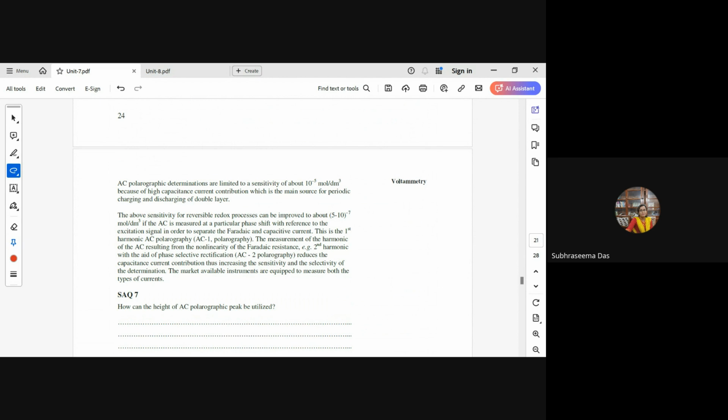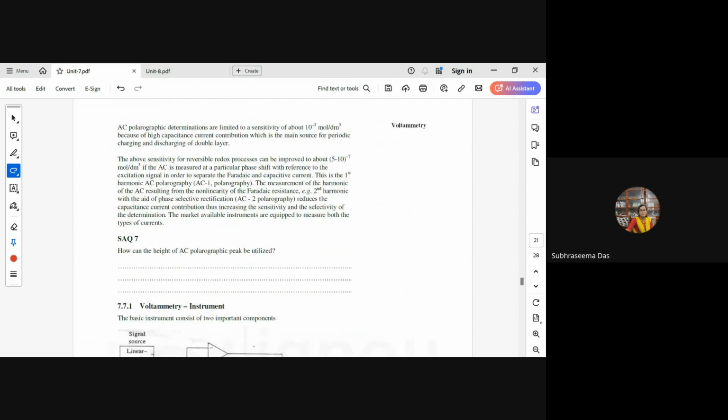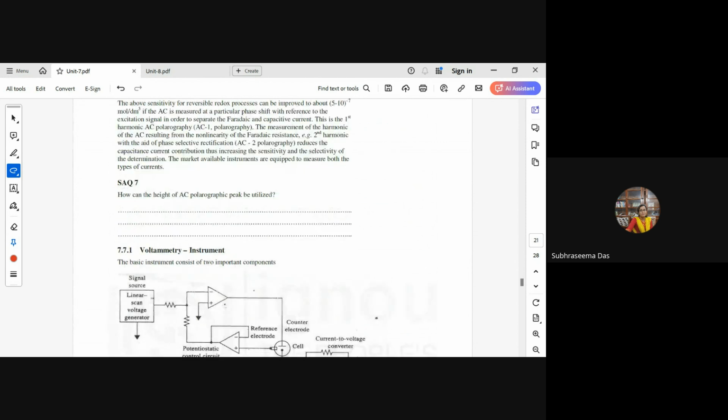The sensitivity for reversible redox processes can be improved if the AC is measured at a particular phase shift with respect to the excitation signal. In first harmonic AC polarography, that is AC1 polarography, and in the measurement of the second harmonic of the AC, the capacitance current contribution is reduced. The market available instruments are mostly equipped for DC measurements. However, AC measurements are also available sometimes.